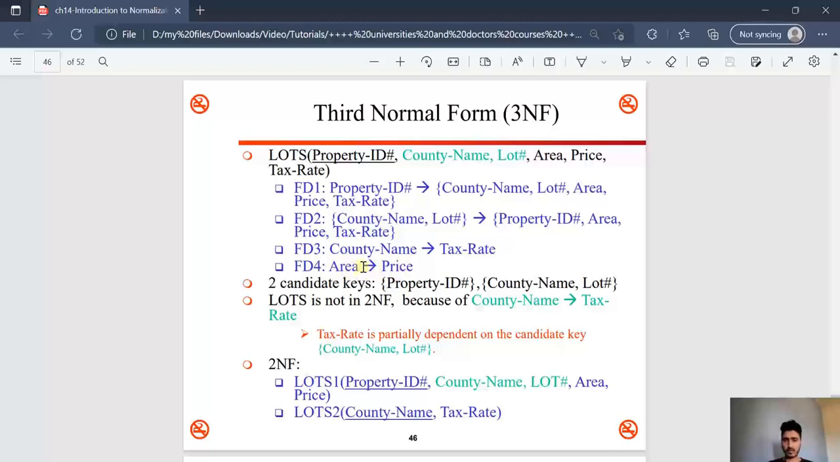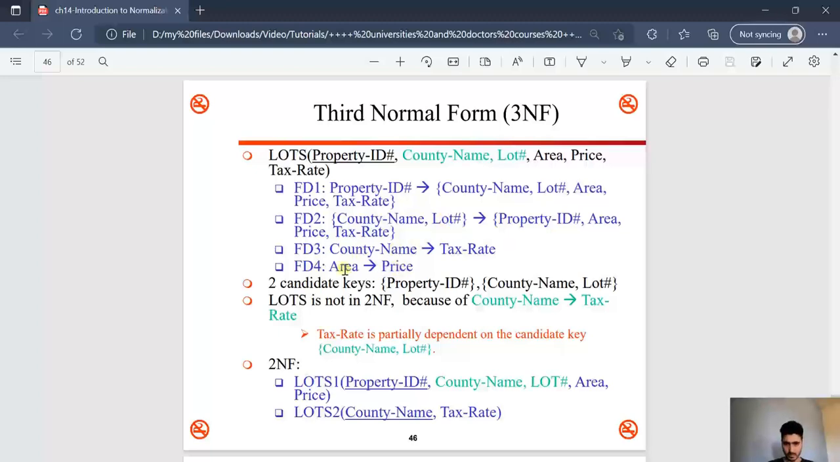2NF doesn't care about this type of functional dependencies. It only cares that non-prime attributes should depend fully on the candidate key or primary key. So area is in fully functional dependency on the property ID, which is the primary key, and the county name and lot number, which are the candidate key. Now let's search for the price. We have price here, which depends fully on the property ID. So this is fully functional dependency. Then here we have another price attribute, which depends on the county name and lot number, which is also fully functional dependency. Also, we have here the price.